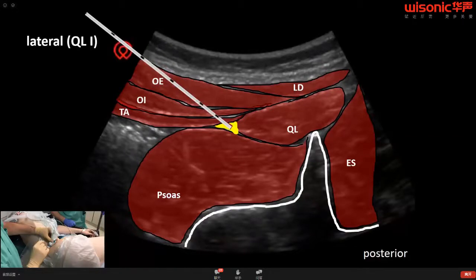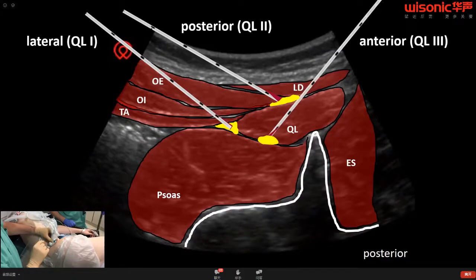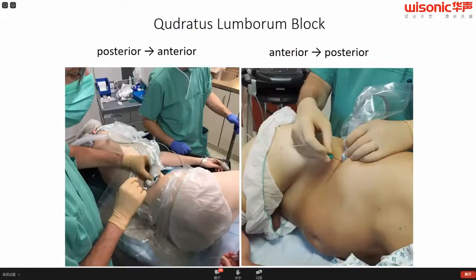If you perform a lateral quadratus lumborum block, the local anesthetic is placed lateral to the quadratus lumborum. For the posterior, the local anesthetic is placed in between the latissimus dorsi and the quadratus lumborum muscle. And for the anterior quadratus lumborum block, the needle goes through the quadratus lumborum and the local anesthetic is injected between the psoas muscle and the quadratus lumborum muscle. You can advance the needle from posterior to anterior or from anterior to posterior.